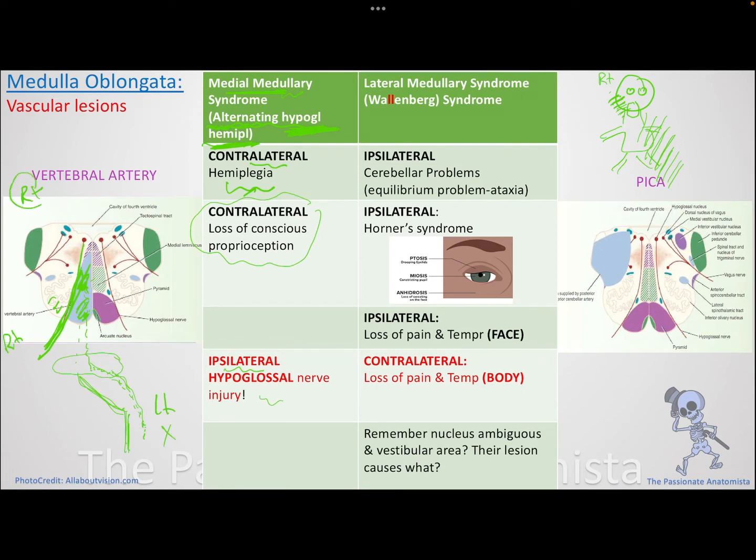So if I have a right side injury here, I will lose sensation from the left side of the body. I will lose movement from the left side of the body. However, in the cranial nerve, it's going to be on the same side.